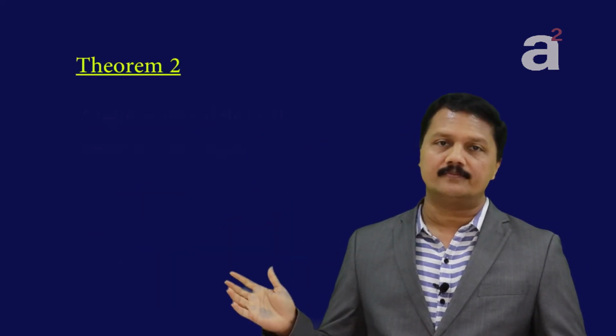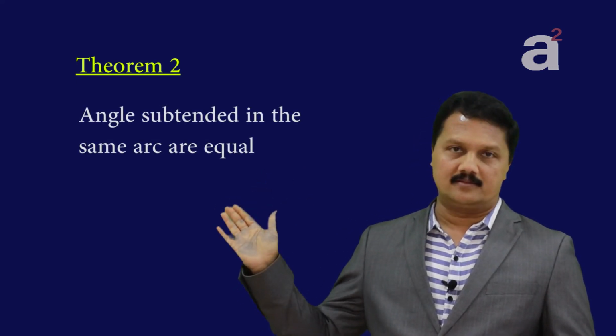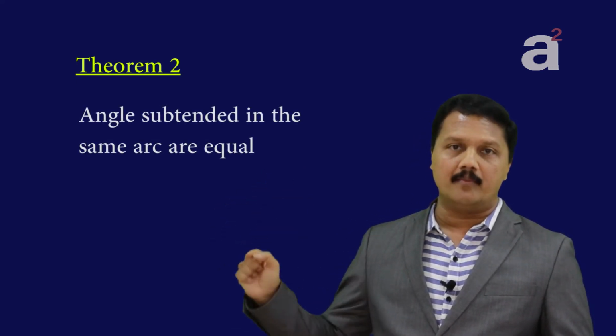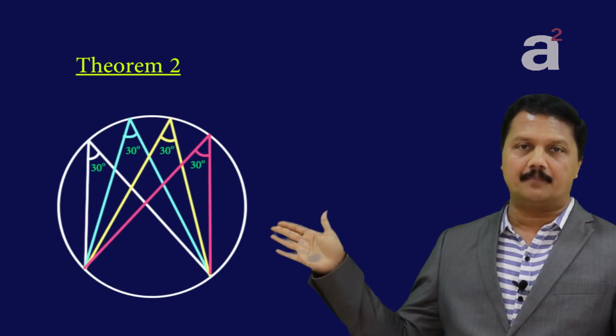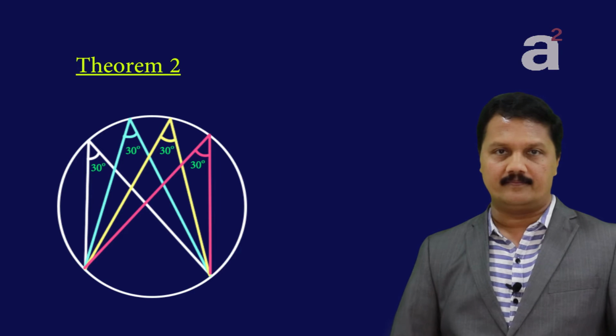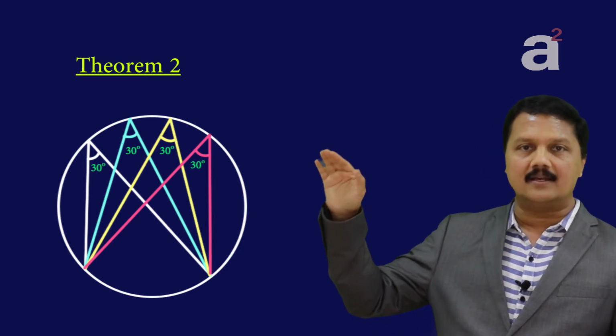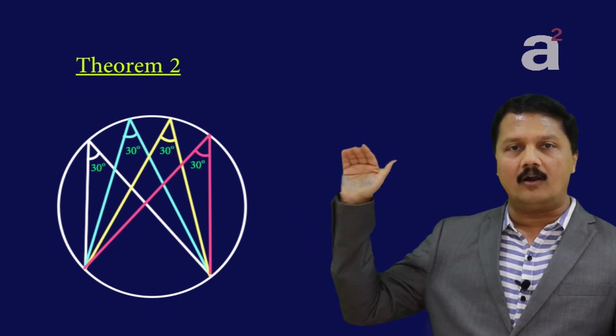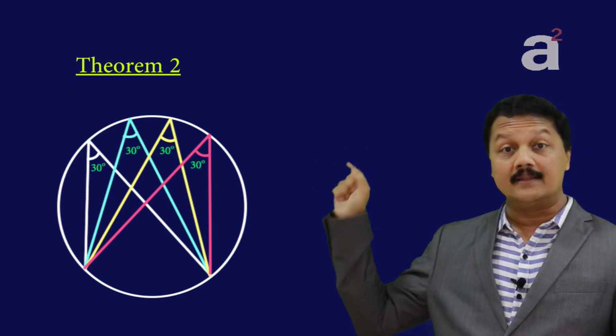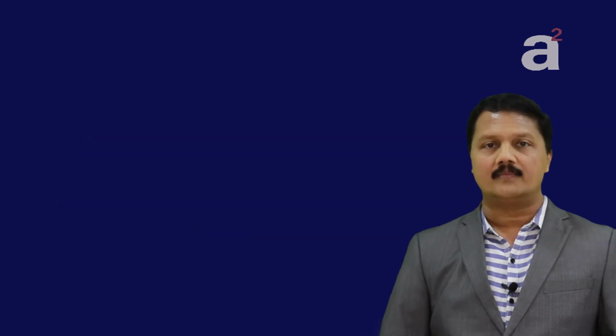Theorem number 2. All the angles subtended by same arc will be equal in measure. See, many angles are subtended by single arc. All those angles are equal in measure. If one of the angles is 30 degrees, all of them will be 30 degrees because their arc is same.